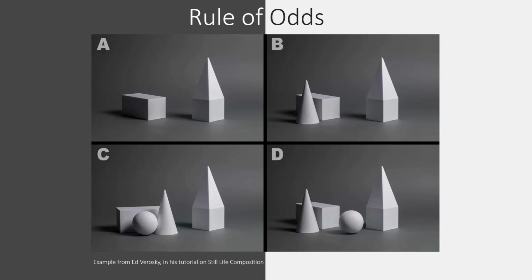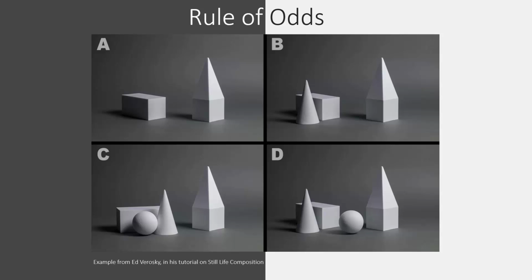You can apply the rule of odds to the number of elements in your graphic, or you can use it as a rule of thirds to separate your palette, or the elements in your palette, into equal sections of 3 or 5, for instance. The example in this image is about using odds in your composition of elements. This is one of the illustrations from Ed Verosky's truly excellent tutorial on still life photography, which will teach you a lot about graphic design, so I suggest looking it up.